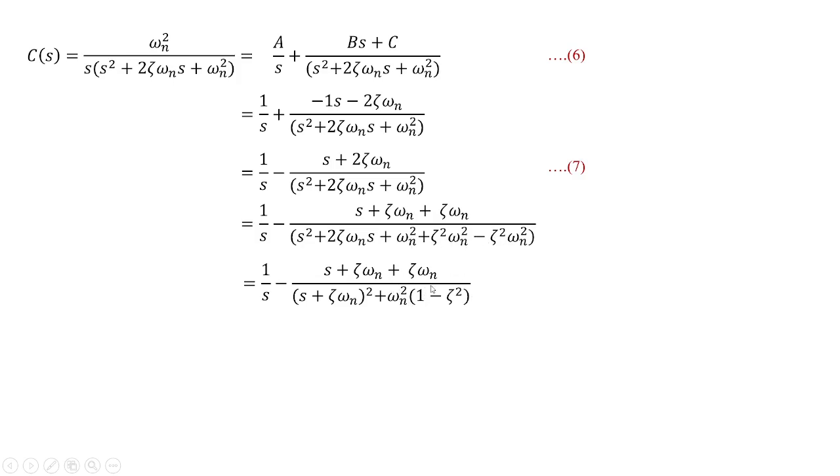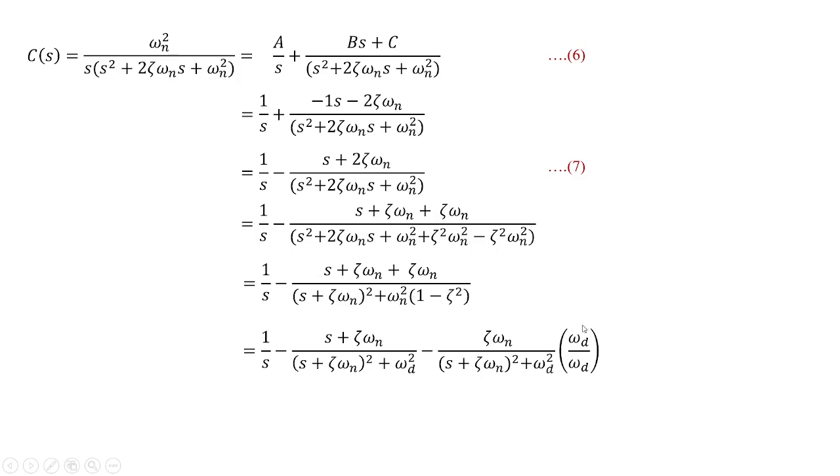Now you can see this equation is again reframed as 1 by s minus, you can see I have taken s plus zeta omega n as one term divided by this particular denominator. This omega n square of 1 minus zeta square can be written as omega d square. Similarly, this zeta omega n can be divided by this particular denominator, that is s plus zeta omega n whole square plus omega d square, which is nothing but the replacement of omega n square of 1 minus zeta square.